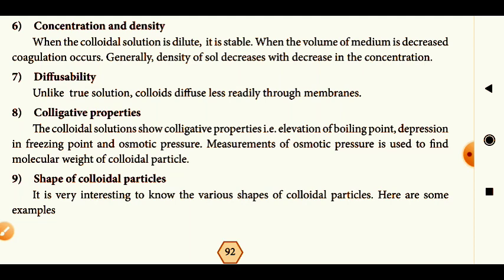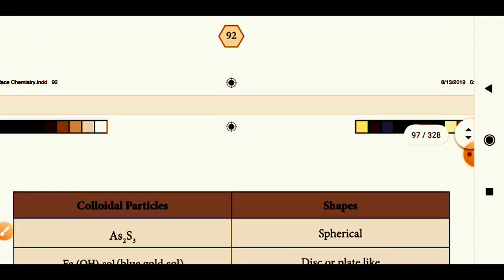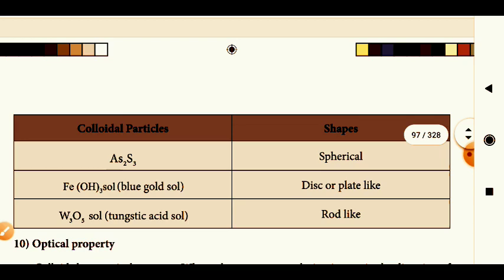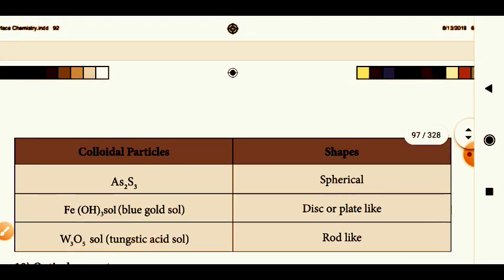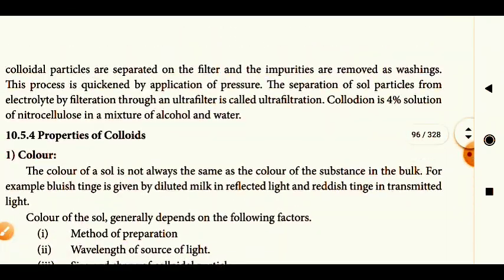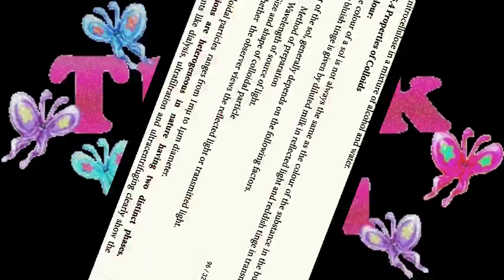Next, what about the shape? Here the colloidal particles can exist in different shapes. They have given some examples. The first one, arsenic sulfide, is spherical in shape. Whereas ferric hydroxide has a disc or plate-like shape. Whereas tungstic acid has a rod-like shape. So that's all about the physical properties exhibited by colloidal particles.